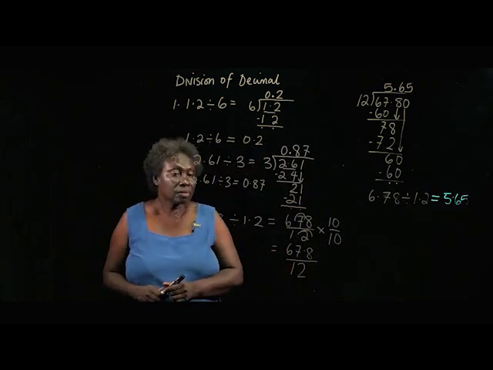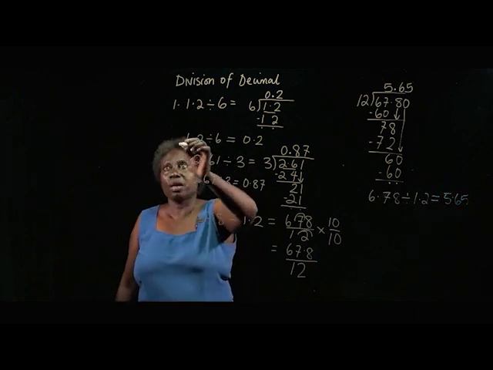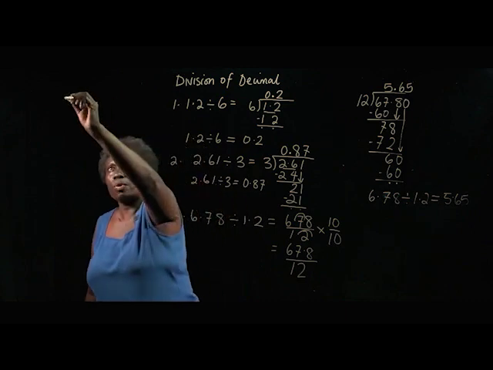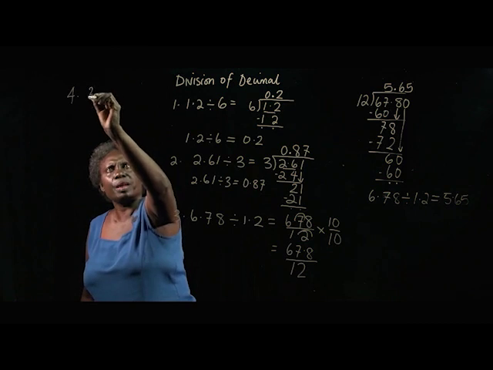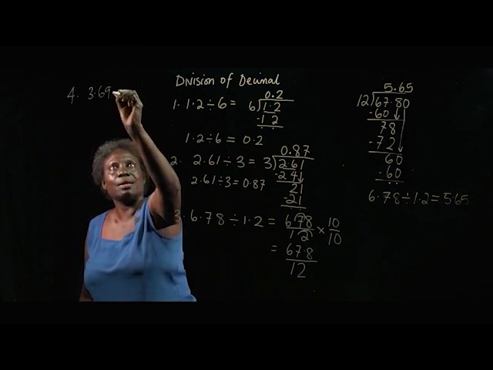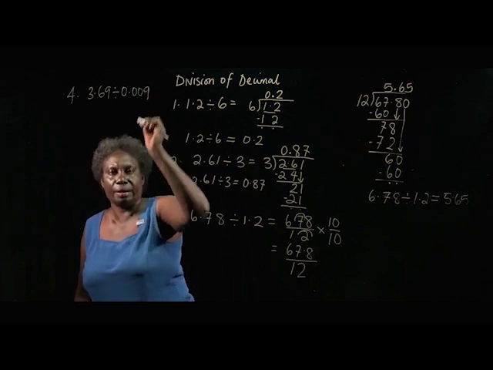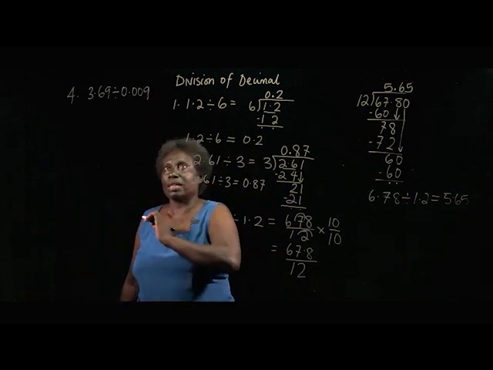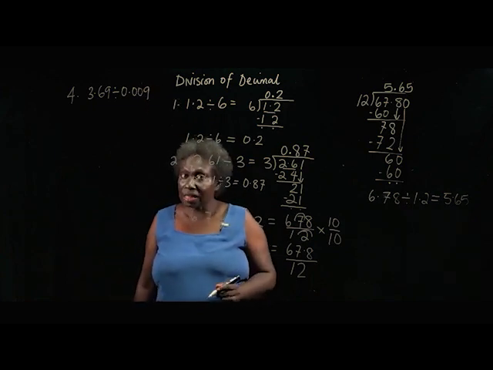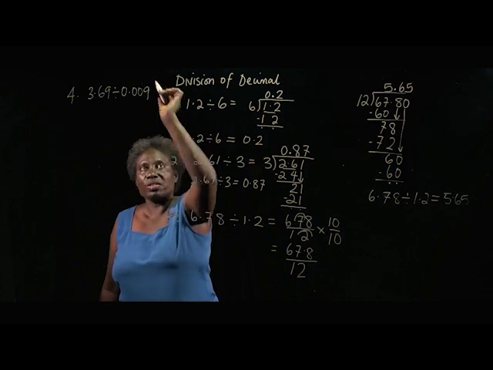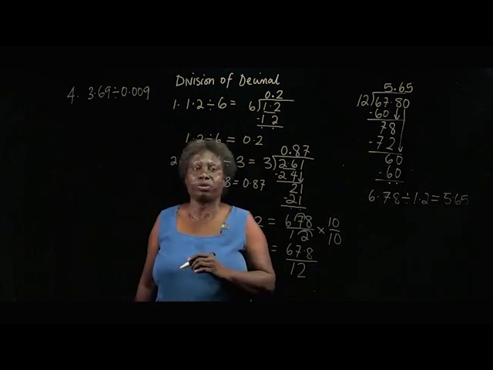Okay, let's go to the last example. Our last example, which is example 4, I'll put it here, is 3.69 divided by 0.009. Now, if we look at this, I have a divisor which has 3 decimal places in which I am going to change to a whole number. How do I change it to a whole number?